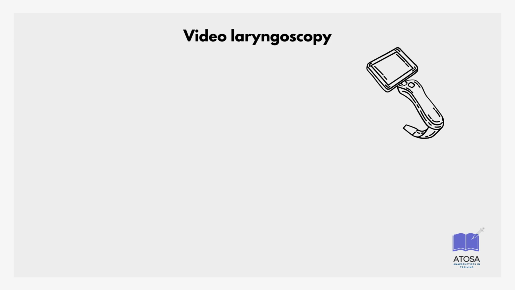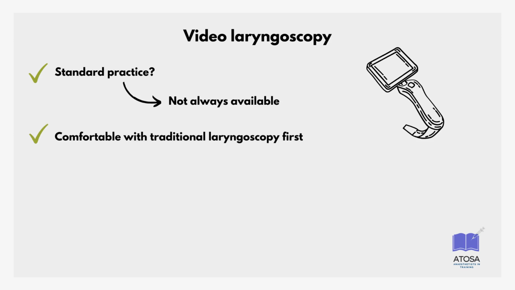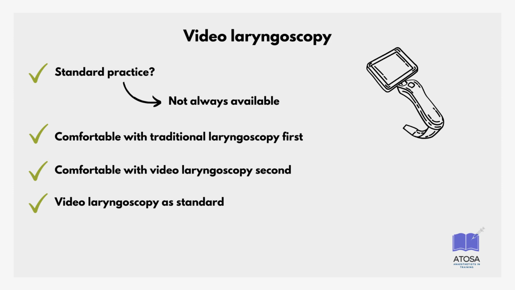Before moving on though, I want to mention the use of video laryngoscopy in obstetrics. Current literature suggests that video laryngoscopy should be standard practice for the obstetric general anesthetic. However, it may not always be available where you work. As video laryngoscopy is not always available, you must be comfortable with traditional laryngoscopy first. You should then learn to be comfortable using a video laryngoscope. This will give you the confidence to use either. Thereafter, my suggestion is using video laryngoscopy as standard if available in your institution.